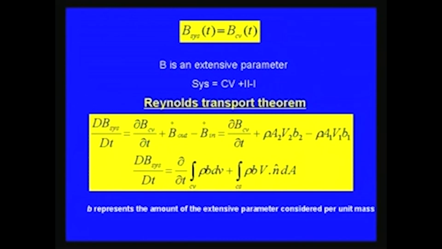This Reynolds transport theorem can be written like this: dB system by dt is equal to del by del t of the integral within the control volume of rho b dV, plus, on the control surface, the integral of rho b v dot n hat dA, where n hat is the unit vector.